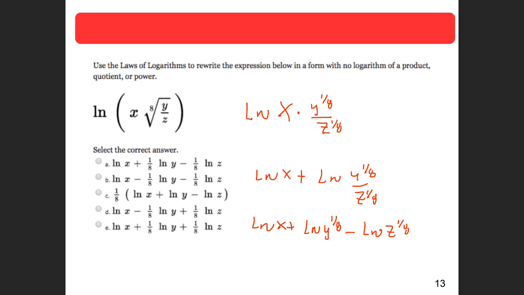So now I still have exponents in here, so I'm just going to rewrite it with them in front. So natural log of x plus 1/8 natural log of y minus 1/8 natural log of z for my answer. I'm going to go right up to A, see if that's the right answer. Natural log of, plus, minus, yep, that looks right. When in doubt, we're going to pick A.